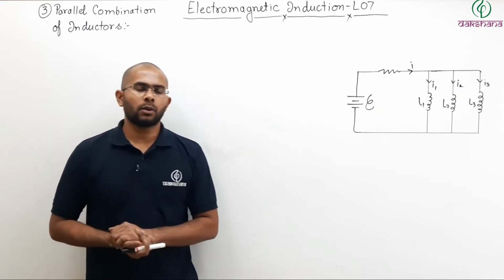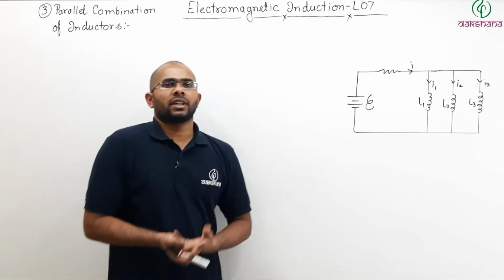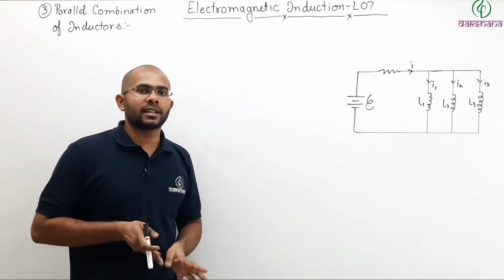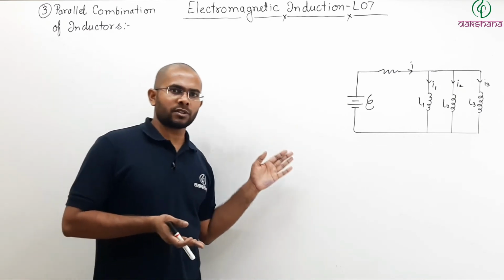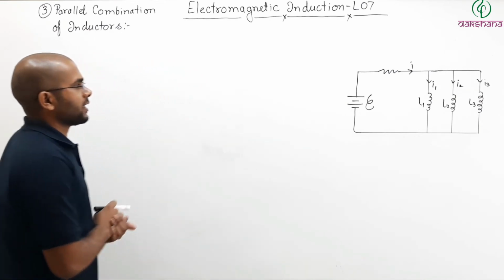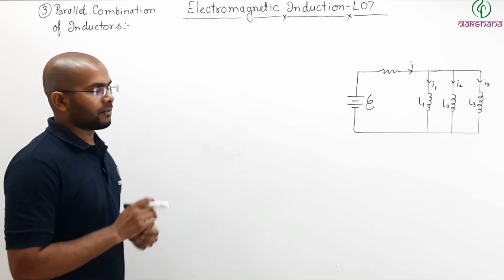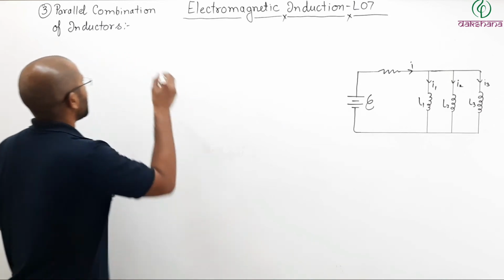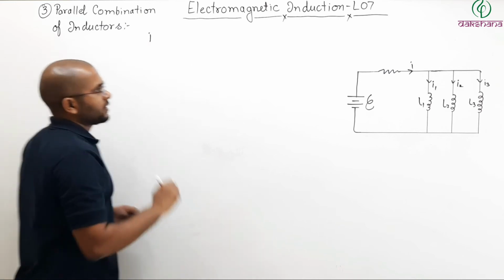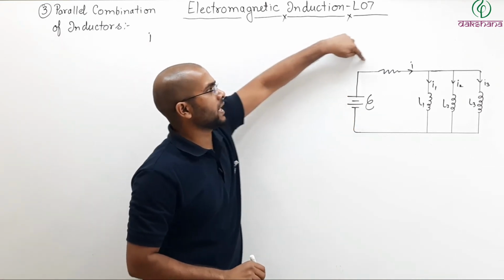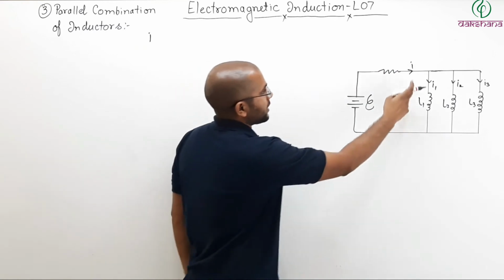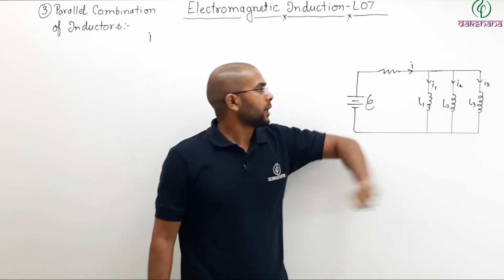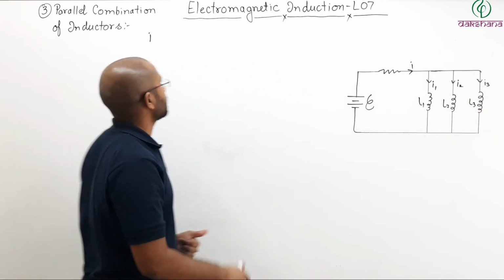So now let us talk about what will be the equivalent self-inductance if two or more than two inductors are connected not in series but in parallel. We have already talked about series combination. So here they are connected in parallel. Now let us see, if I want to write the equation, then what will I write? First equation: say that the current flowing through the battery is I. Here I1 current is flowing through inductor 1, I2 is flowing through inductor 2 and I3 is flowing through inductor 3.